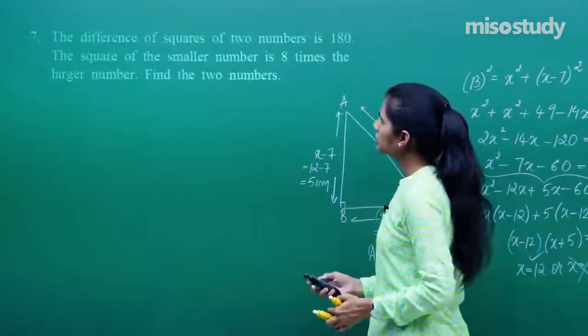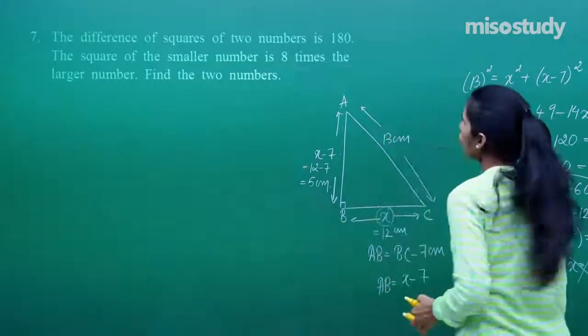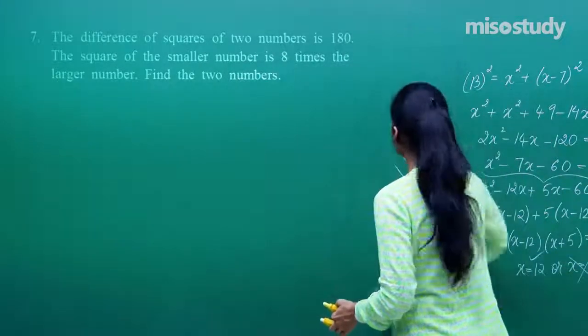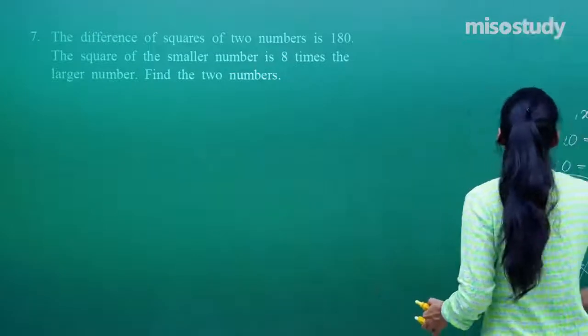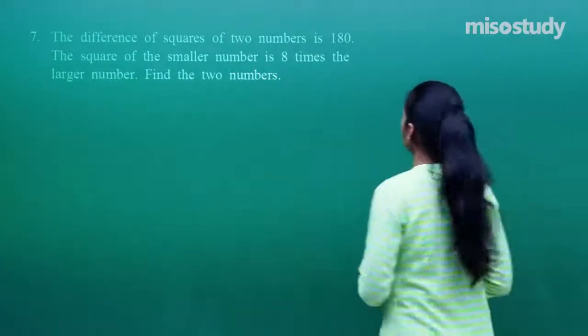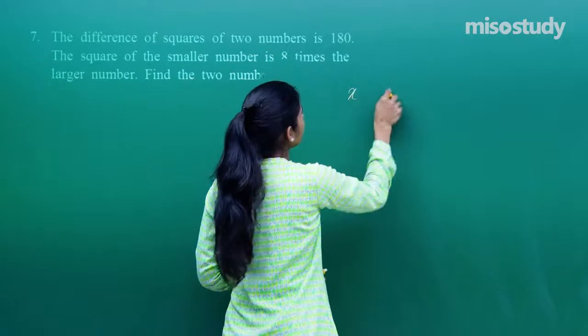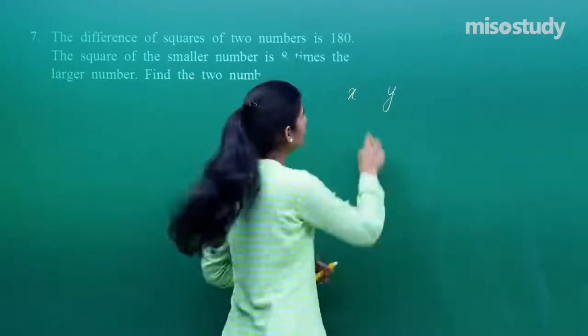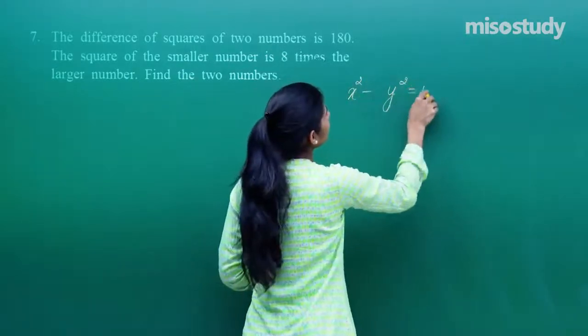Next you have what? The difference of squares of two numbers is 180. So there are two numbers, the difference of whose squares is 180. Suppose one number is x, another number is y. So x square minus y square is given as 180.